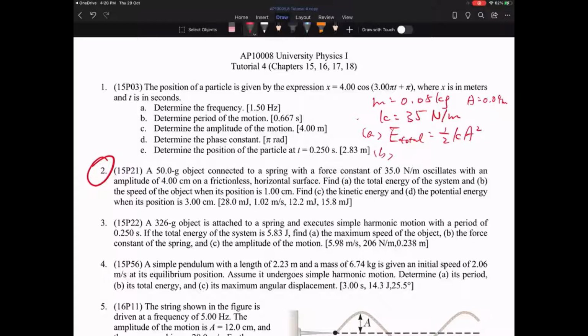Part B, speed of the object when it is at a location 1 cm. So velocity is equal to plus or minus. Well, if you are just asked to determine the speed, you could simply write the positive value. So it is omega times square root of a squared minus x squared. X in this case is 1 cm, 0.01 meter.